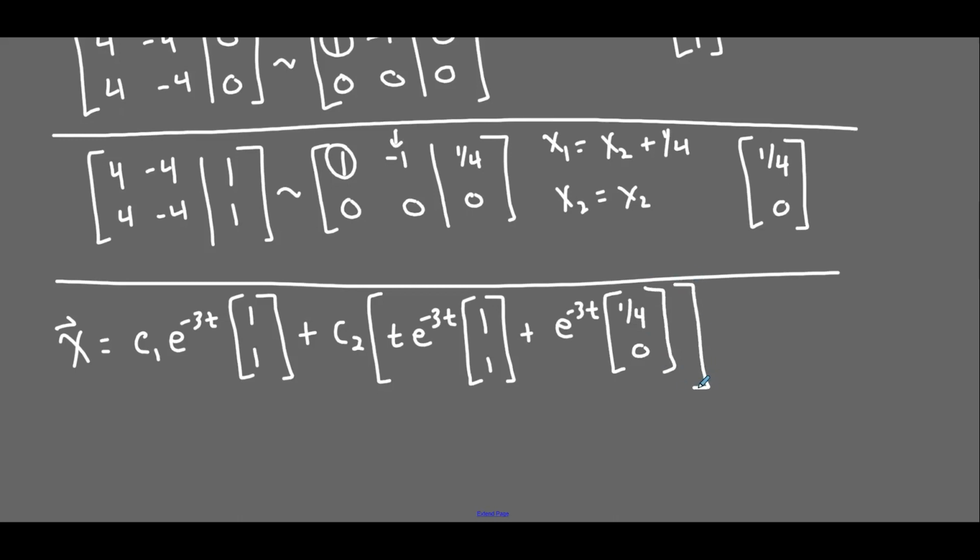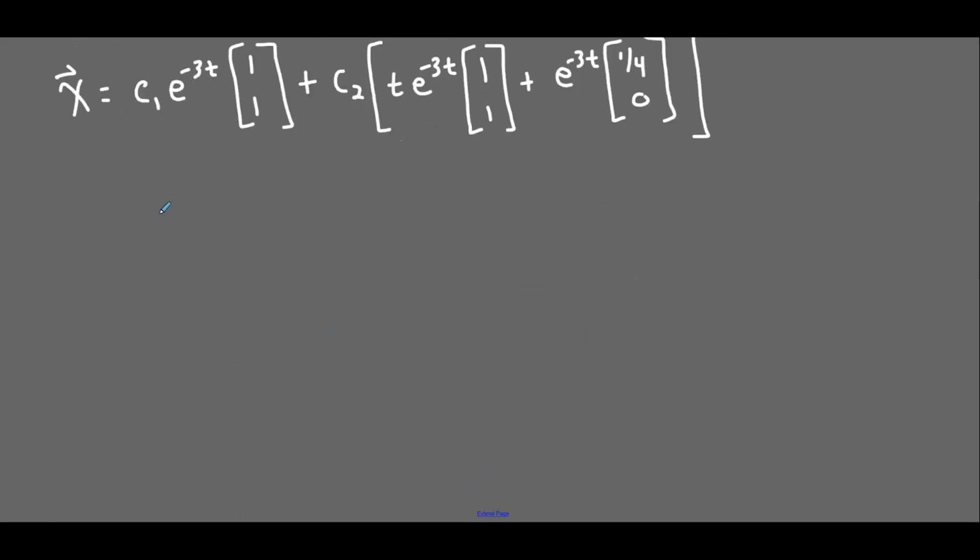Okay. And you could simplify all this. You could put it all together. I'm going to go ahead and solve for the constants because we have an initial value. So let's do that now, and then we'll worry about putting it all together. So the initial vector is negative 2, 1. So we should get negative 2, 1 if we plug in 0 for t.